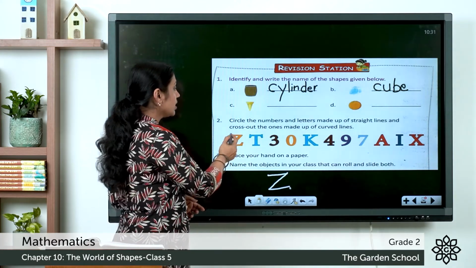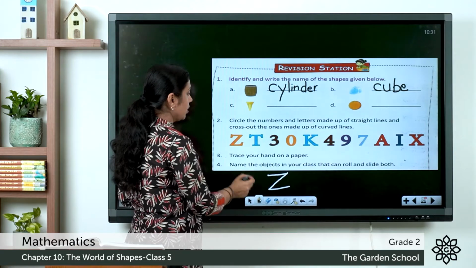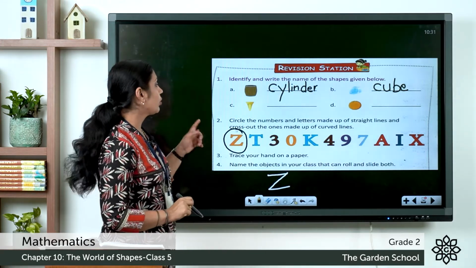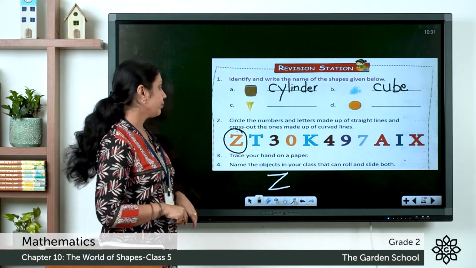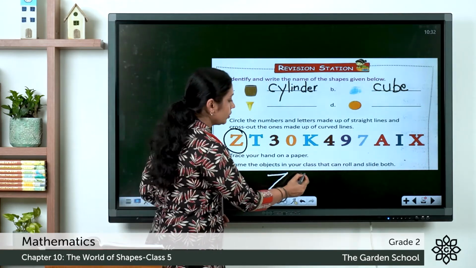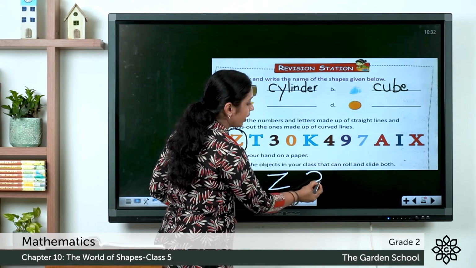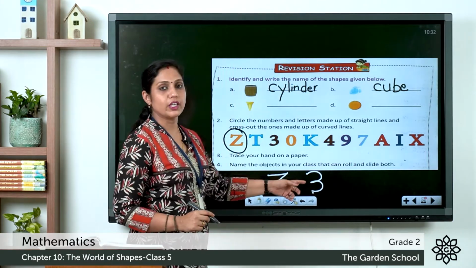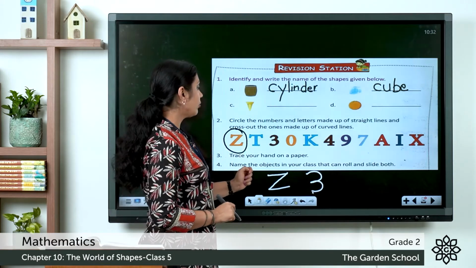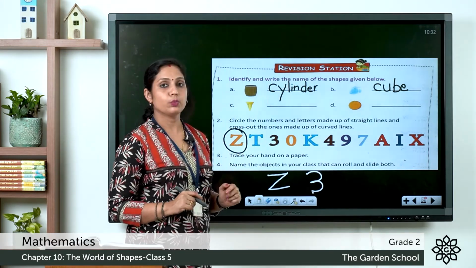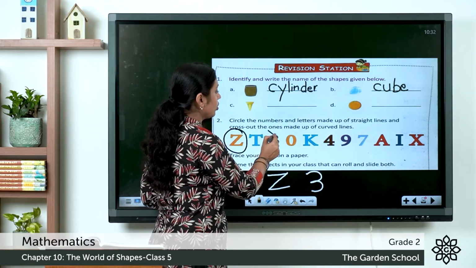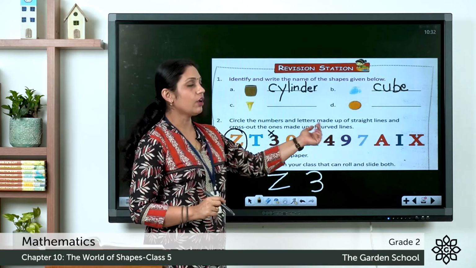So you have to circle the letter which is made of straight lines, and you have to cross out that which is made of curved lines. Now look at the number 3. How is 3 written? You draw a curved line and again a curved line to get the number 3. So is it made of a straight line or a curved line? It's made of curved lines. So what you have to do? You have to cross out that which is made of curved lines. So you can cross out near 3. Likewise, you can complete all this.